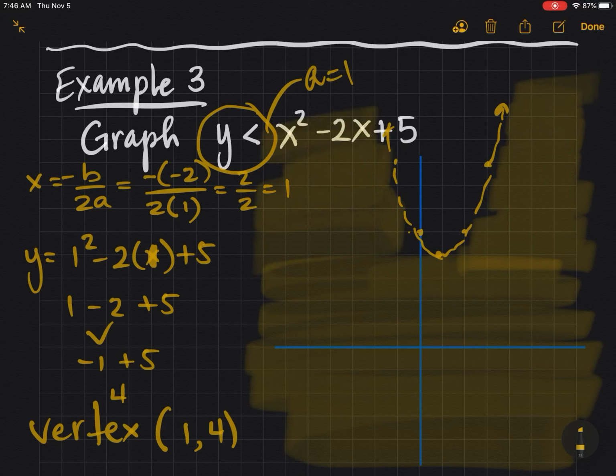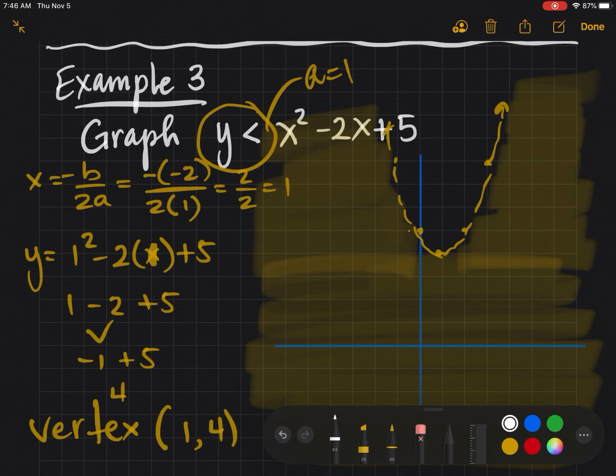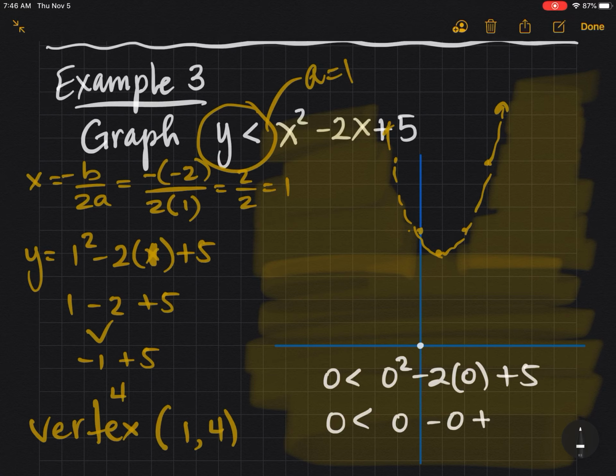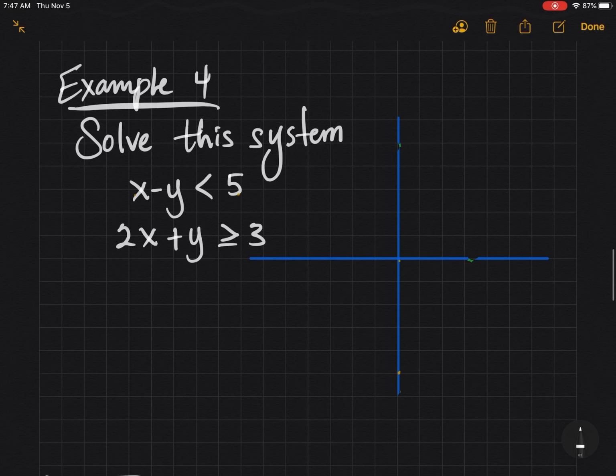I always have students say, Miss Adams, do we shade inside or outside? Has nothing to do with that. It's above or below. Keep that in mind always. As well, you could absolutely test a point. I always like testing the origin because that's easy. So if I test, I get 0 is less than 0 squared minus 2 times 0 plus 5. And let's see if we get a true statement. Well, 0 is absolutely less than 5, so true statement, and it looks good.